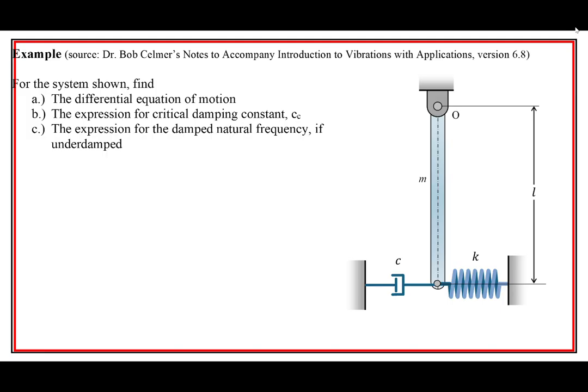And here's an example, Dr. Selmer's work. Don't want to pass it off as my own. We have this bar with a damper and a spring. And here's the length right here, and we know the mass of the bar. We want to find the differential equation of motion. We want to find an expression for the critical damping constant, and then an expression for the natural frequency if underdamped. And chances are it would be underdamped, because why else would we ask for it? Maybe because we just like asking for stuff.